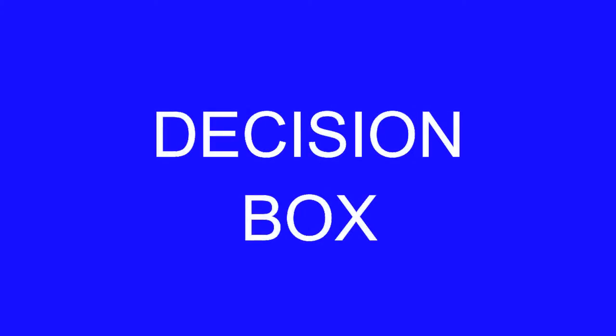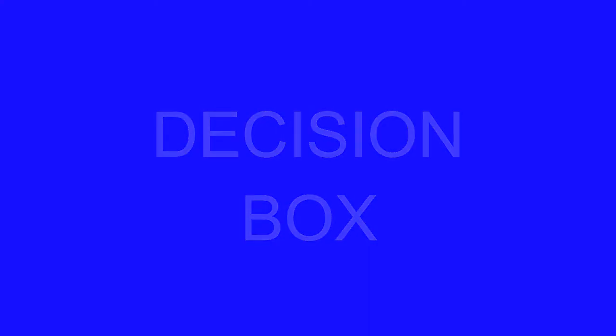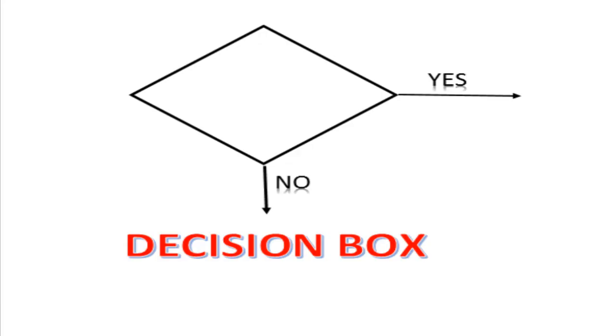Okay. So next comes the decision box. This box is called the decision. This is for yes and no, true or false. At that time we can use this kind of symbol.